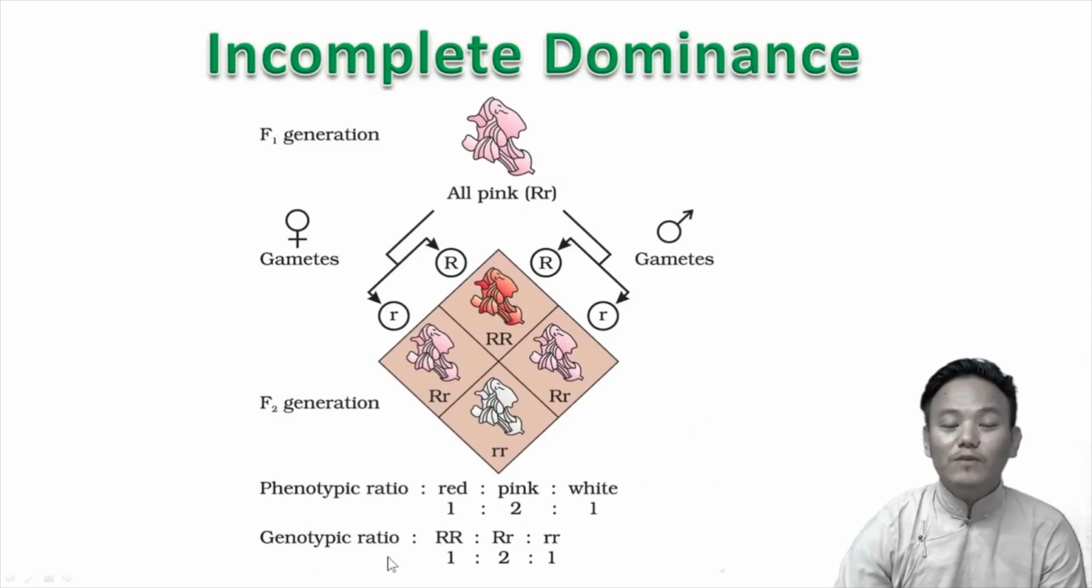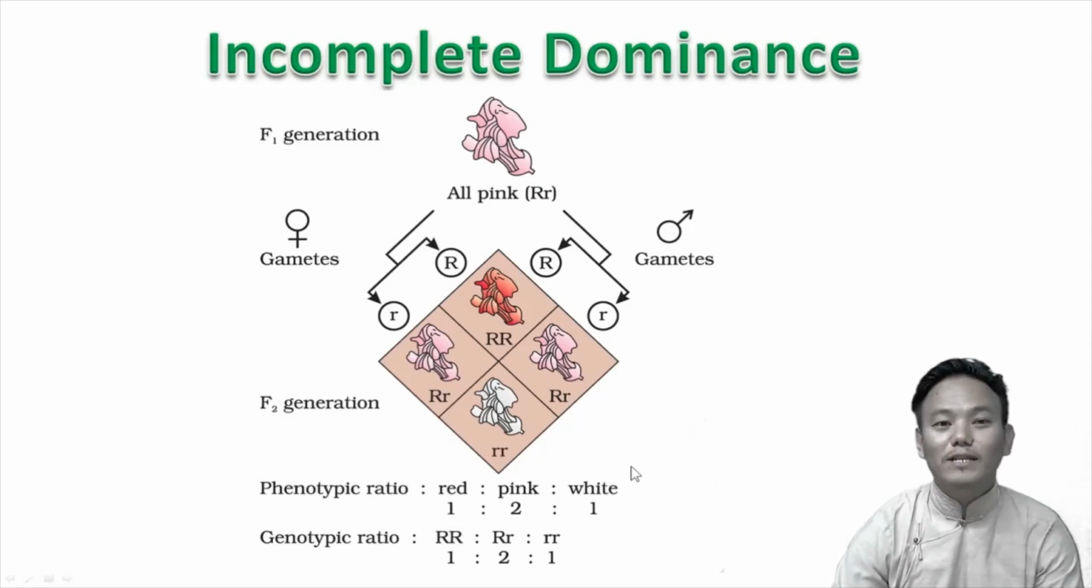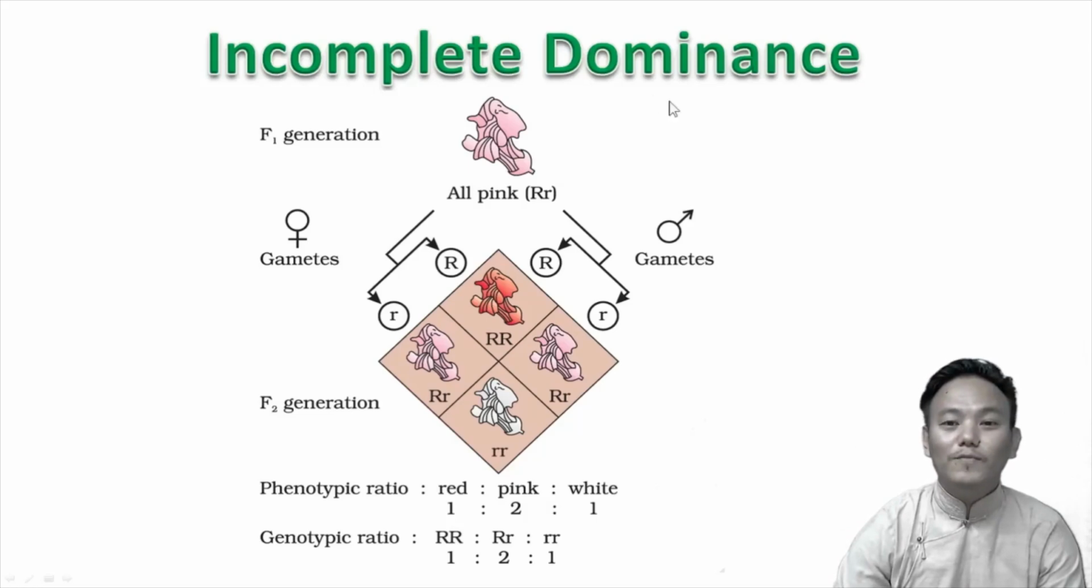However, the genotypic ratio is the same for both Mendel's monohybrid cross as well as the monohybrid cross carried out with the snapdragon plant, which shows incomplete dominance. So this phenotypic ratio is the main part which shows the difference between the monohybrid cross of Gregor Mendel and the monohybrid cross of other scientists, which they carried out with the snapdragon plant.